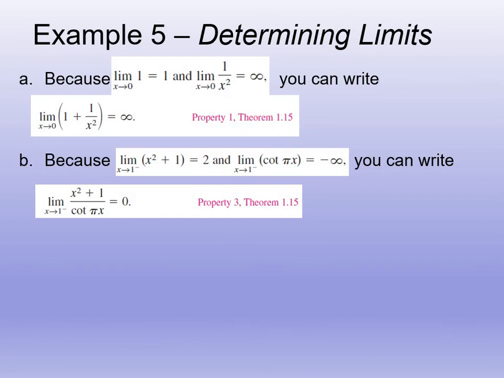So the numerator is going to go to 2. The denominator, as x approaches 1, we're going to substitute that in. So we're going to get cotangent of pi. So what does that really mean for us? Remember, cotangent is cosine over sine. So we're going to have cosine of pi over sine of pi. Well, sine of pi is 0. So we have something over 0.